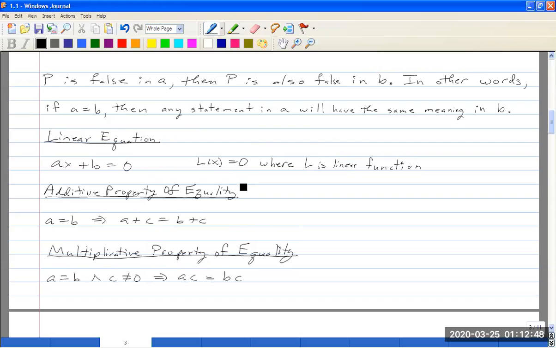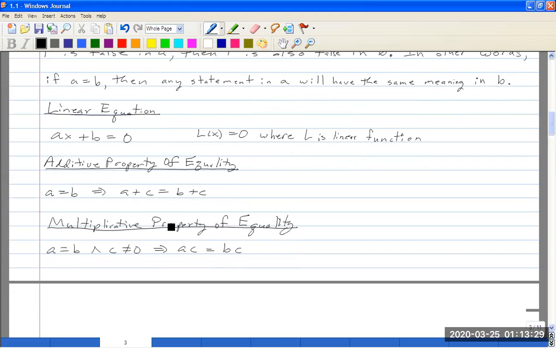The additive property of equality. The way that we will solve linear equations is to use some properties of equality, the additive property of equality and the multiplicative property of equality. First, the additive property of equality. If we have a statement A equals B, then A plus C is equal to B plus C. So you can add or subtract the same quantity to both sides of your equation, and you get an equivalent statement. So the truth value of the statement will not change.